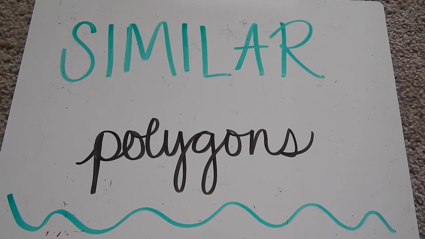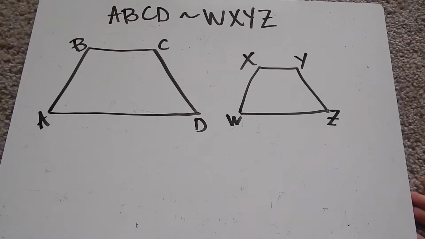Today's lesson is over similar polygons. Let's start by talking about what similar polygons are. So here we have two quadrilaterals. I am saying that ABCD is similar to WXYZ. That's what this symbol in the middle means, similar.